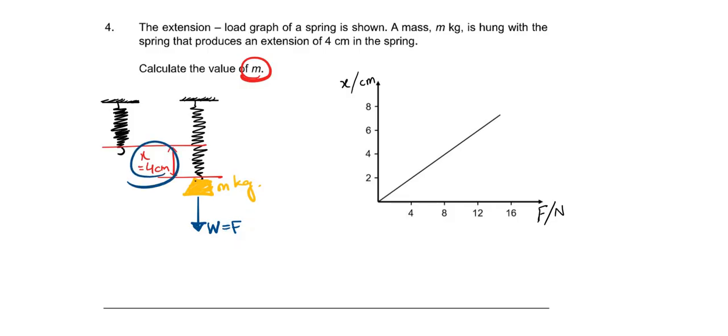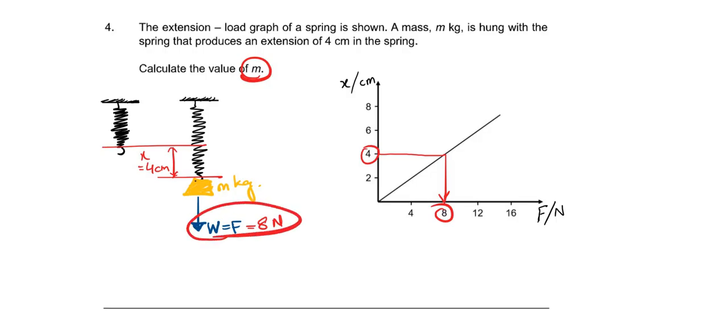अब इसने 4 सेंटीमीटर एक्सटेंड किया. एक्सटेंशन लोड ग्राफ से हम देखेंगे कि 4 सेंटीमीटर की एक्सटेंशन के लिए कितनी फोर्स रिक्वायर्ड होती है. इस स्प्रिंग का एक्सटेंशन लोड ग्राफ है. इस पे 4 सेंटीमीटर की एक्सटेंशन के लिए जो फोर्स चाहिए होती है दैट इज 8 न्यूटन. दैट मीन्स द फोर्स अप्लाइड टू स्ट्रेच द स्प्रिंग वाज 8 न्यूटन. दैट मीन्स द वेट ऑफ द मैस, वेट इज अ फोर्स, दैट वाज 8 न्यूटन.